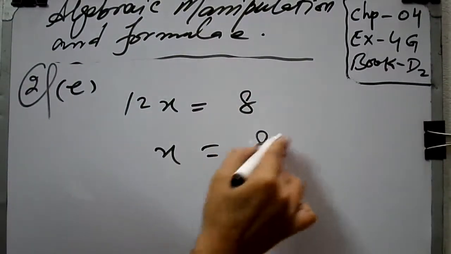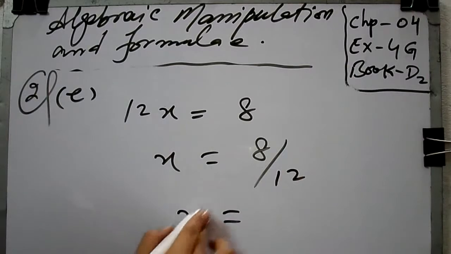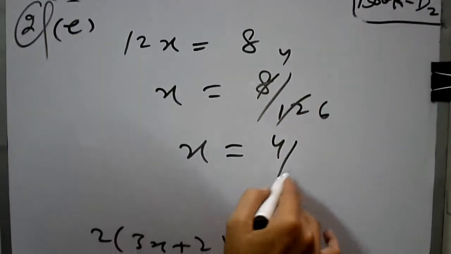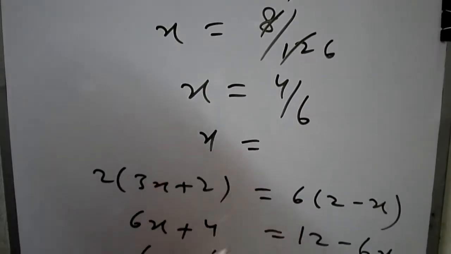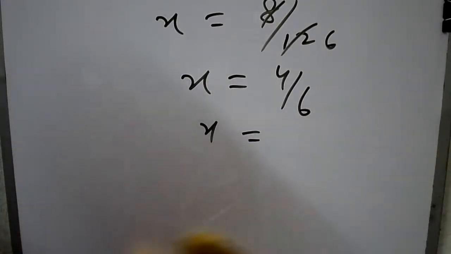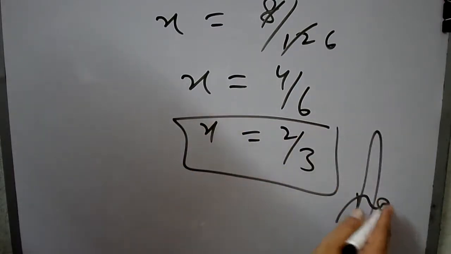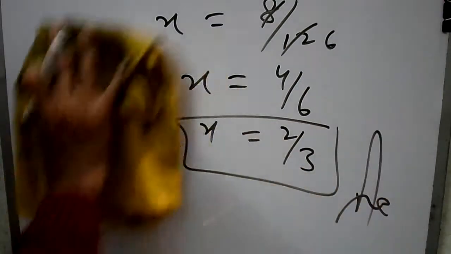So the value of x is 4 by 6. Again you can cancel it by using the table of 2, 2 2s are 4, 3 2s are 6, so the value of x is 2 by 3. Now coming to the question number F.